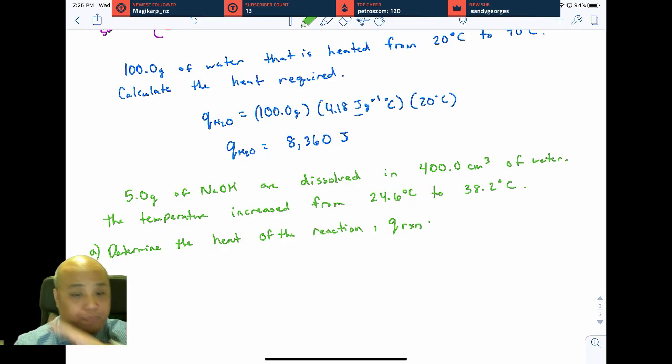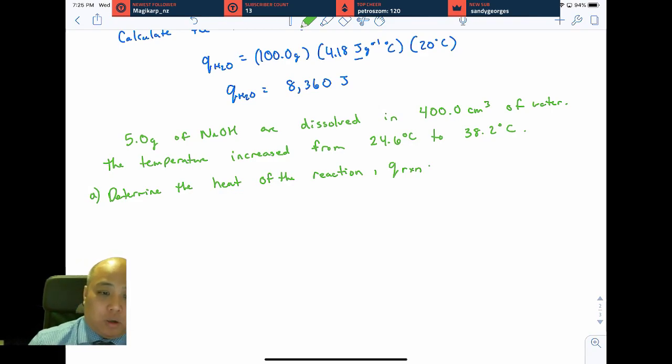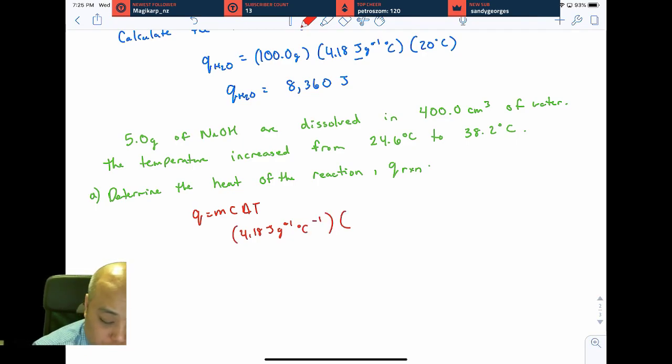Okay. Now, this is something that we also need to talk about, because Q of the reaction is not Q of the water. The water is the surroundings. So you'll have to keep that in mind when you actually get to that point. So the mistake that students make is they go Q is equal to MC delta T, and they say, okay, I know C is 4.18 joules per gram degrees Celsius. That's easy. Temperature change, 38.2 minus 24.6 is 13.6 degrees Celsius. And then I need a mass. And so then I use 5.0 grams. And that's where the mistake comes.